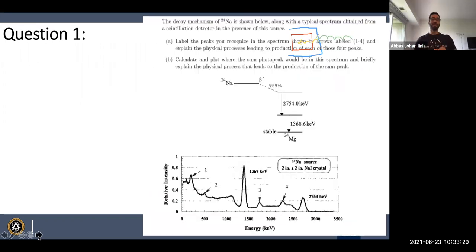All right, guys, question one. So what we are going to do is, I have a spectrum. This is a sodium-24 spectrum recorded using a 2-inch by 2-inch sodium iodide crystal. There are two questions asked in this, and we are going to try to answer them. The first one is to identify peaks 1, 2, 3, 4 in the spectrum. This is covering all the topics that we talked about until now. And then part B is a sum photo peak.